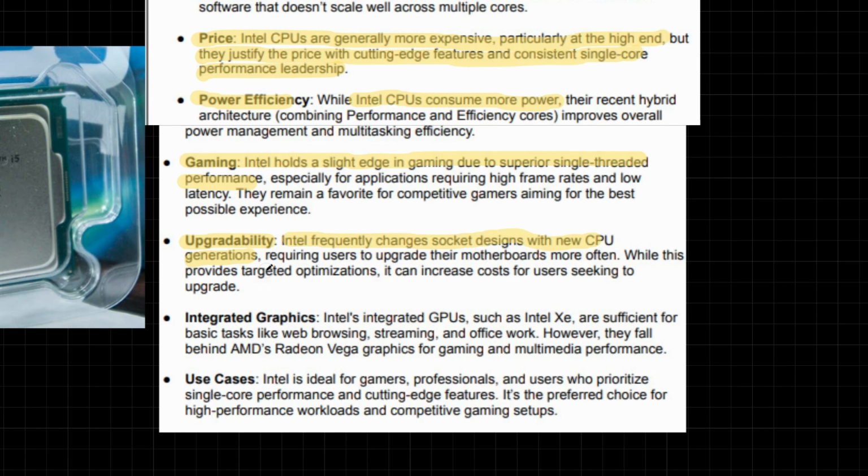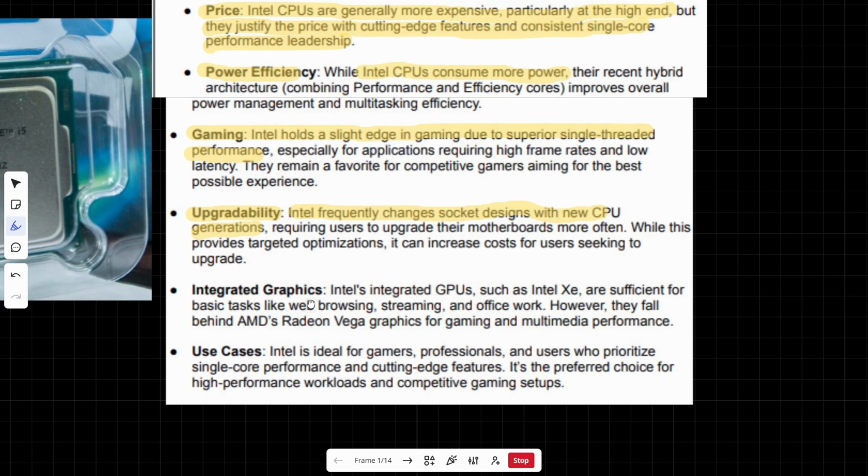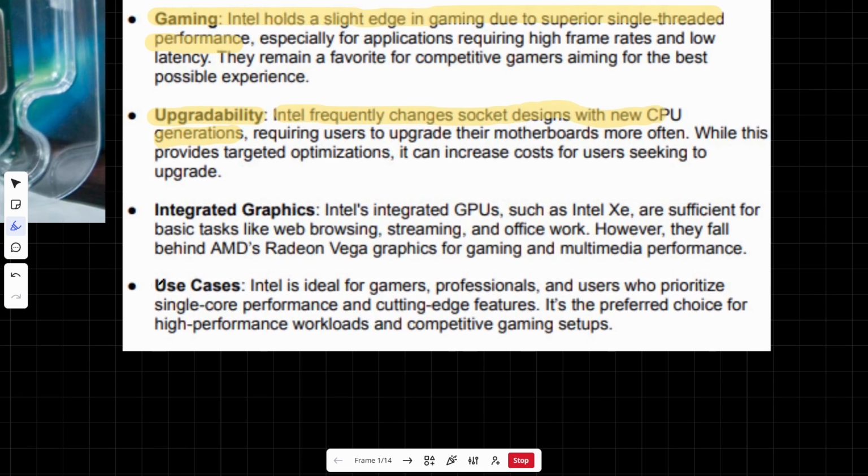If you buy an Intel motherboard with an Intel CPU slot, and you decide you want to upgrade 4 years later, you're probably not going to be able to, because they will have probably made a new CPU that is not compatible with your current slot. So if you want long-term upgradability, Intel probably isn't going to be the one for you. All right, so that's something to take into consideration. As for its use cases, it's ideal for gamers, professionals, and users who prioritize single core performance.